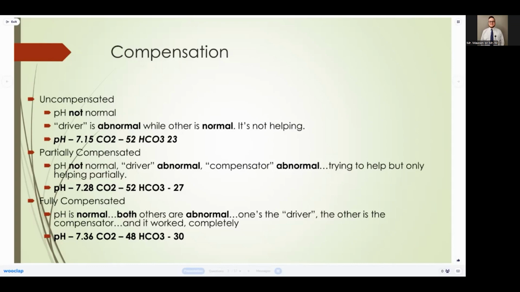Fully compensated, pH is normal. Both others are abnormal. One's the driver, the other is the compensator, and it's worked completely. So what it's saying is that pH has now risen back to normal. CO2 is still slightly high. Bicarb is high as well. It's abnormal, but it's balancing out the hydrogen and the CO2, and they are getting us back to normal.